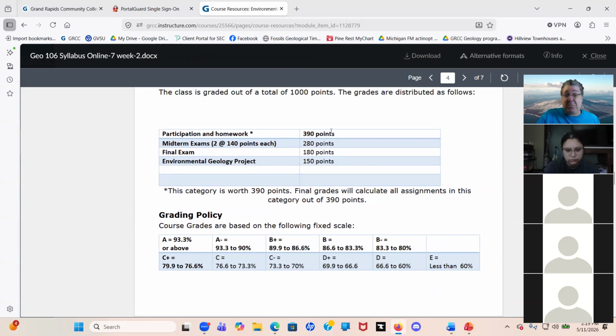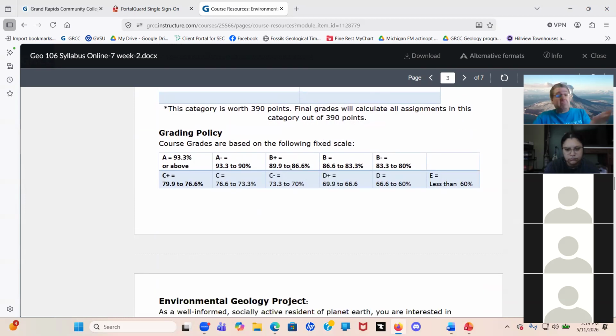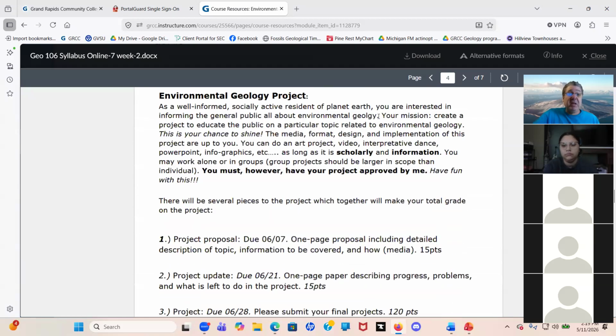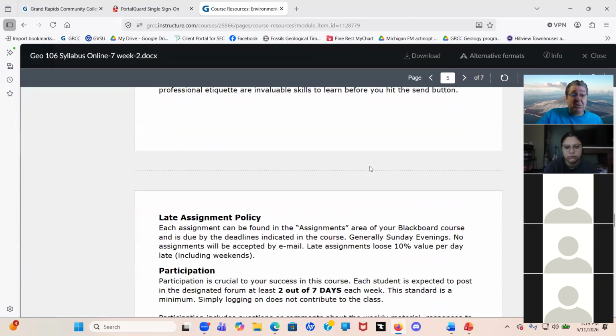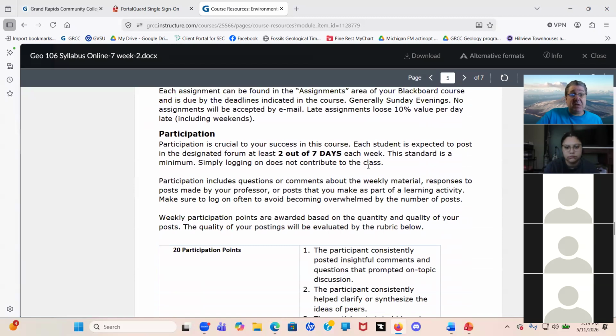And then here again is the breakdown of the 1,000 points in this course. Again, the category participation and homework 390. I went just a touch over that last time, so I'll maybe shrink that down again. Standard grading procedure, as most all courses are, right? And then here's all that good information on the environmental geology project again, proposal deadline, the project update, and then the project itself, right? And then, of course, all sorts of assignments, right?